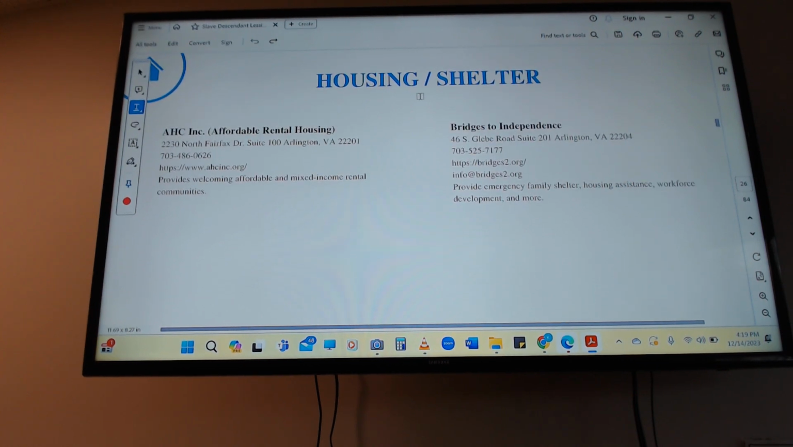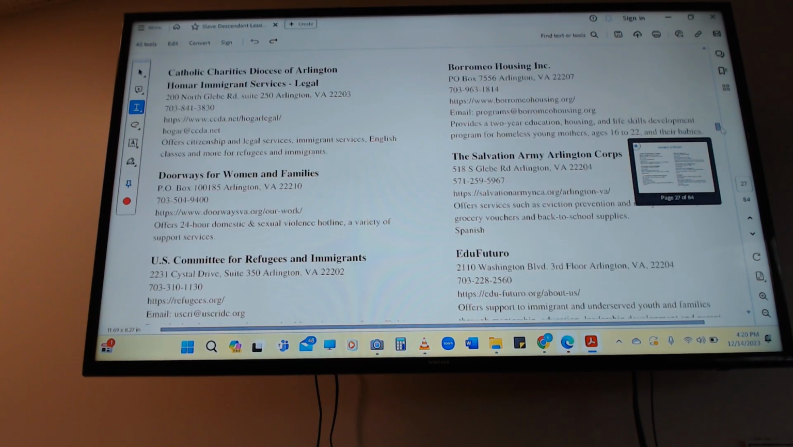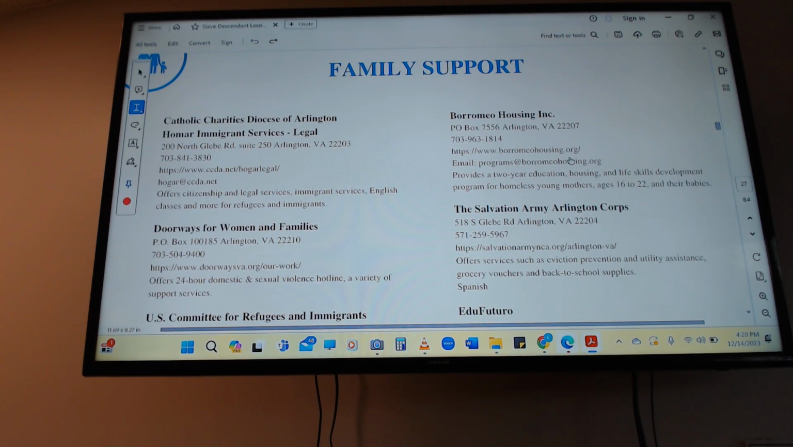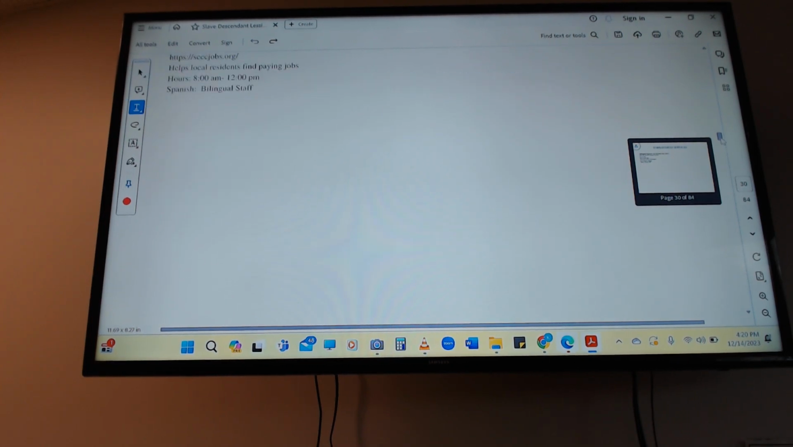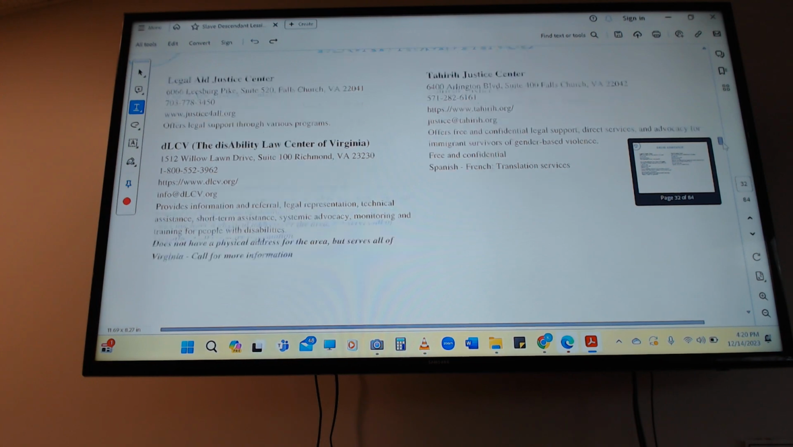Housing and shelter. And remember, this is just this one area. And you're going to pull from here what would make sense for you to put in the Slave Descendant book. And I think you guys get the idea. The main thing is to go find your book. Family support, okay, that's for that area. And let me just go on down. Employment services, legal assistance.